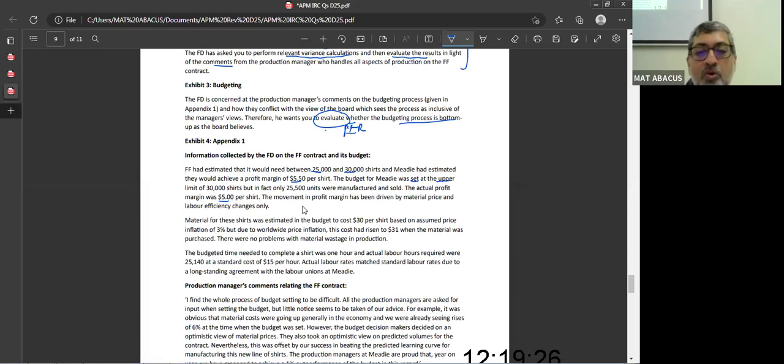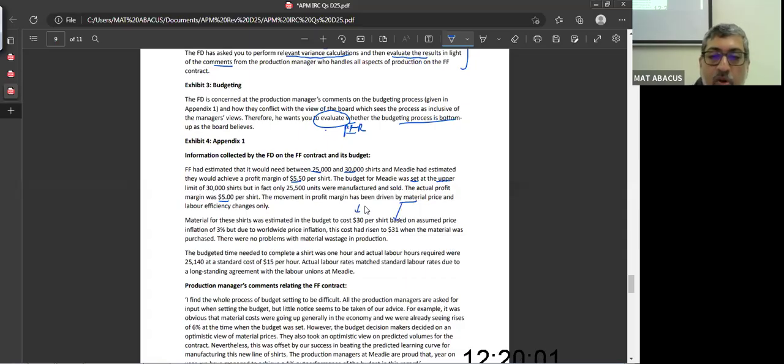Let's continue. The movement in profit margin has been driven by material price and labor efficiency changes only. Now, obviously, if profit margin was 5.50 and it's now 5, it must be that material price and labor efficiency have deteriorated. Yeah, or both. Material for these shirts was estimated to cost $30 per shirt based on assumed price inflation of 3%. But due to worldwide price inflation, this cost had risen to $31.